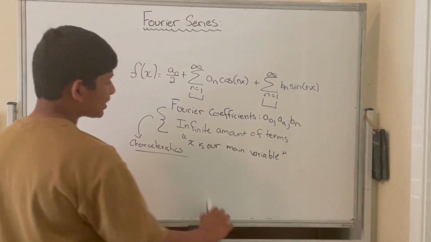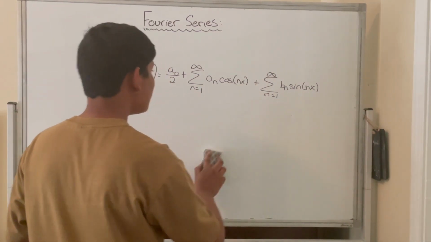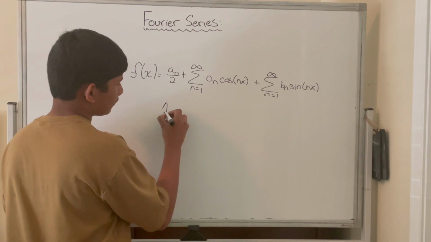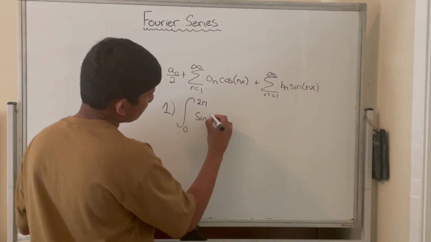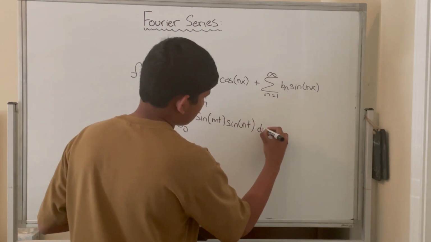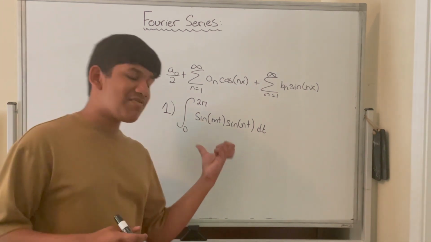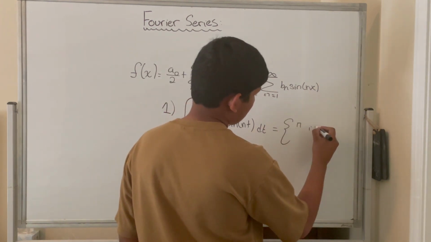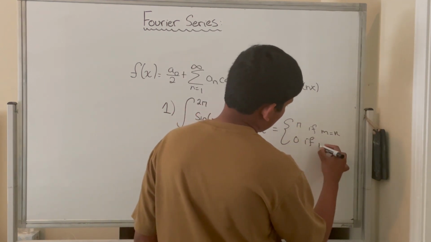Okay, so now that we've talked about that, let's continue by actually identifying some trig identities that would be useful for our derivation. The first one is going to be the integral from 0 to 2 pi of sine of mt multiplied by sine of nt dt. Now, the reason I'm writing this in terms of t is to indicate that this is general when we have this specific case. This is going to be equivalent to pi if m equals n and 0 if m does not equal n.